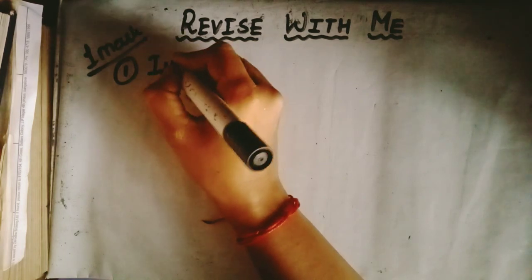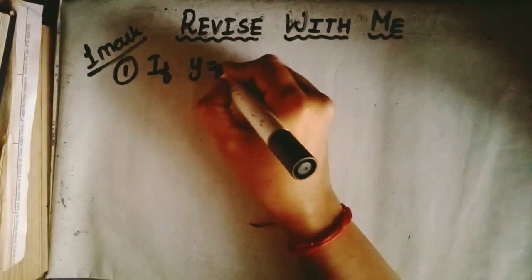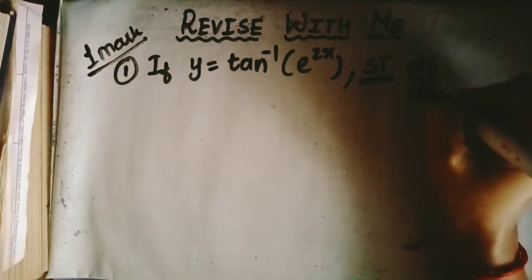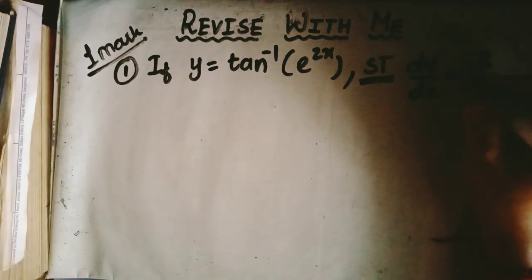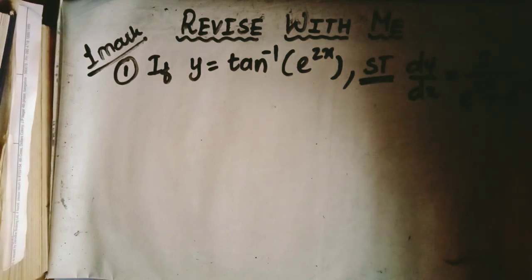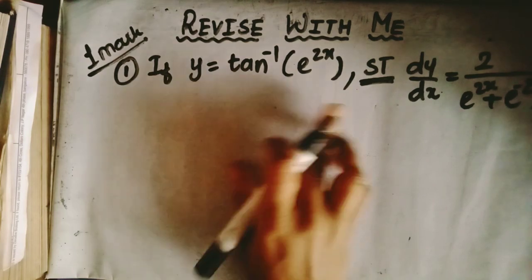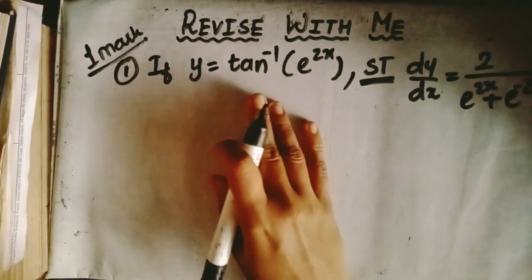If y equal to tan inverse e raised to 2x, then you have to show that dy by dx is equal to 2 upon e raised to 2x plus e raised to minus 2x. Okay, so here you have to find the derivative of this function.